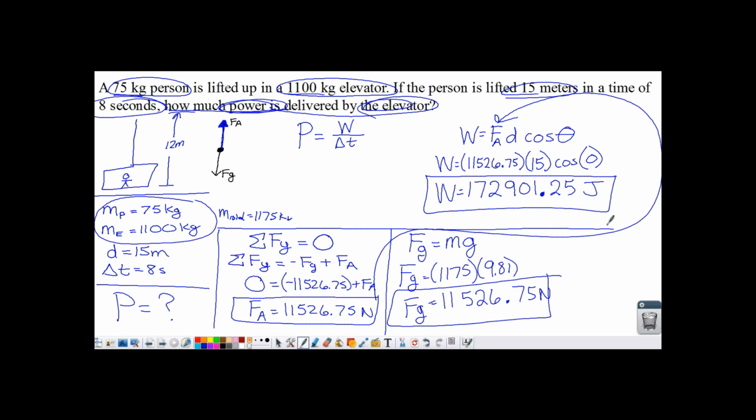And now we're ready to find the power. Power is how fast you do the work. So I can go ahead and substitute in. Power is equal to the amount of work, 172,901.25, divided by how long it took to do that work, 8 seconds. Divide, and we will get 21,612.66 watts of power.